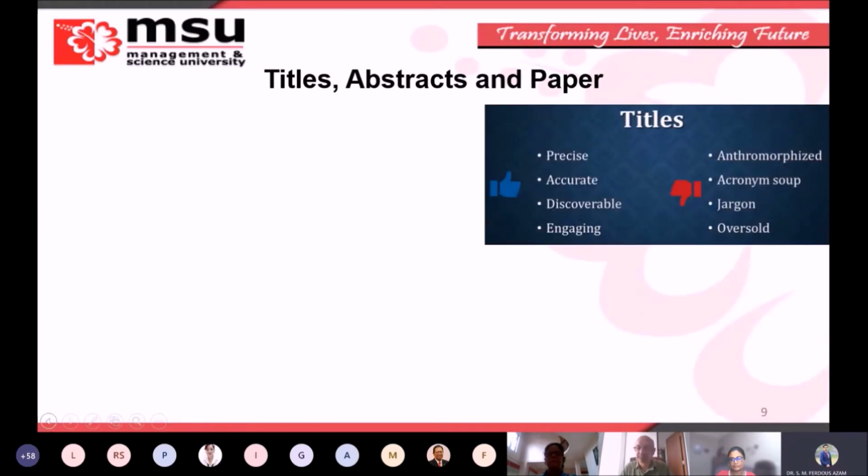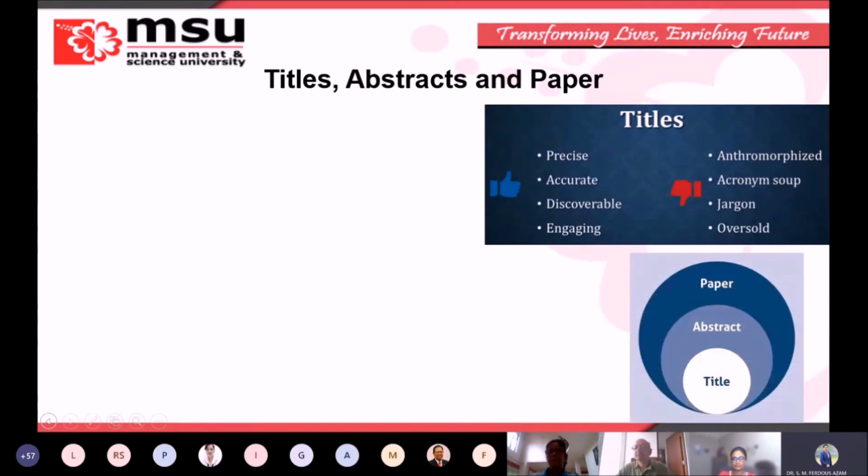Now, titles, abstract, and paper. Mind it, title is very, very important. As you see in the slide, everybody expects it will be precise, accurate, and something called discoverable, something exciting, something engaging, right? But in most cases, our article may get rejected due to the things shown on the right-hand side. And another thing I would like to say, title basically draws the structure of an abstract, and abstract eventually comes up with the paper.